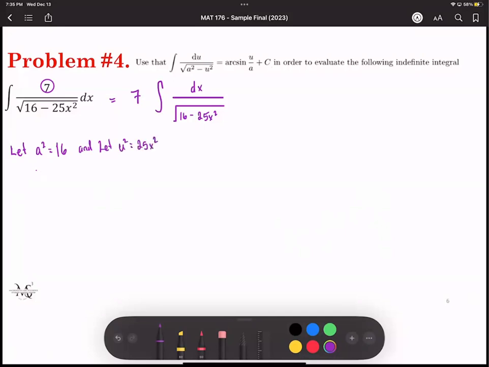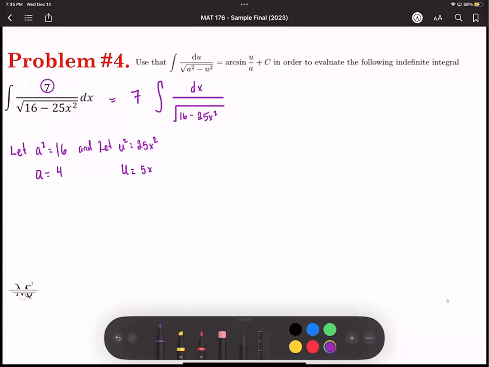All right, so now that you have your a squared and u squared labeled, you can go ahead and find what's your a and what's your u. So your a should be equal to 4 if you take the square root of both sides, and your u would just be 5x, right?